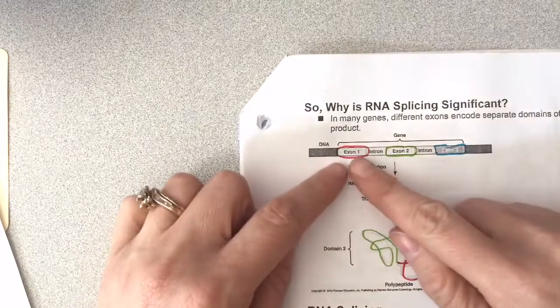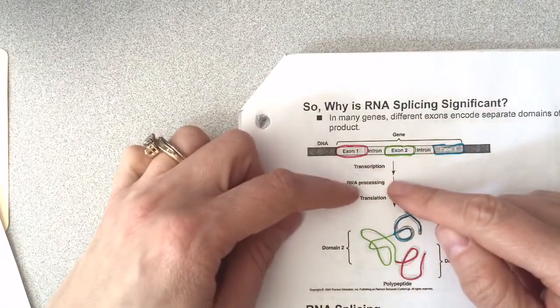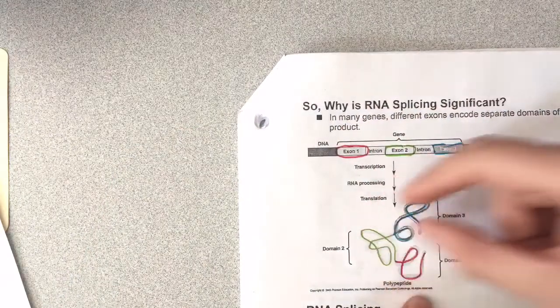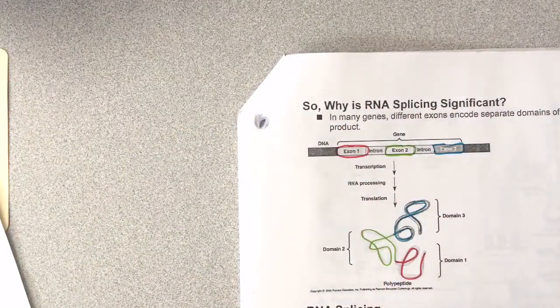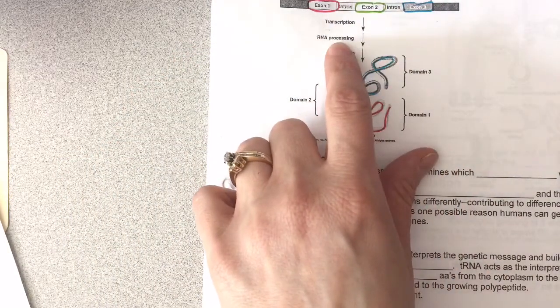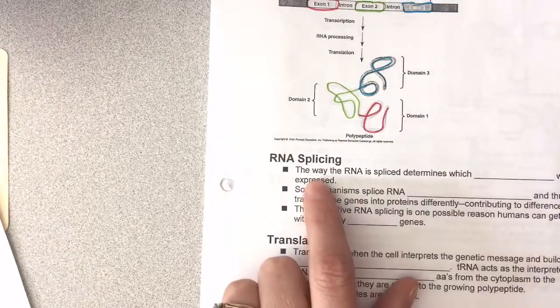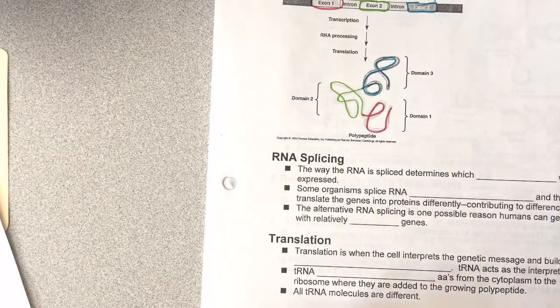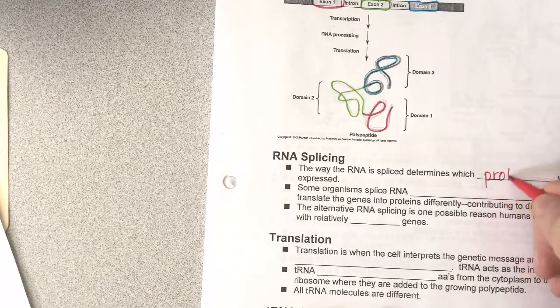So from your DNA, you transcribe, you make the mRNA, we process it, translate it, and different exons correspond to different parts of your polypeptide. And so with RNA splicing, this processing part and cutting out the introns, the way the RNA is spliced determines which proteins will be expressed.